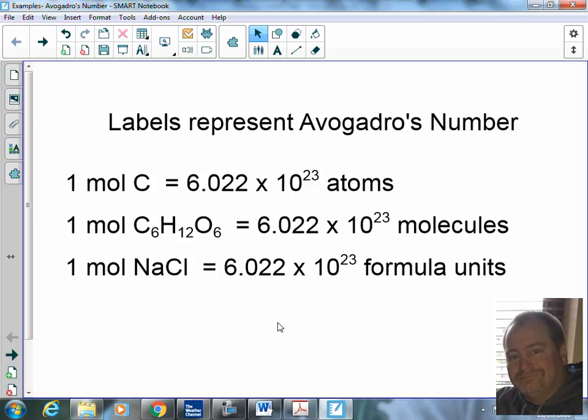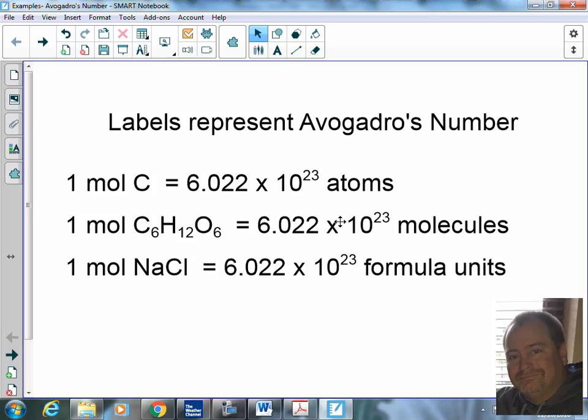The very first thing I would like for you to make sure, and I think we put this into our notes yesterday, didn't we? Something like this, the different labels that we could use for Avogadro's number, right? Okay, so let's review this just slightly.